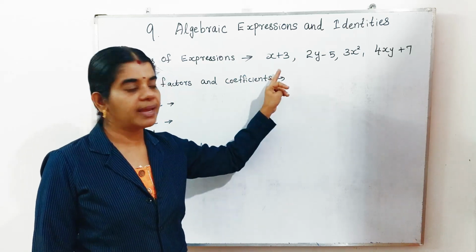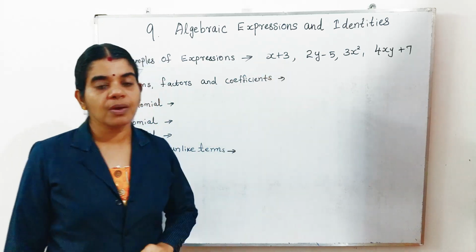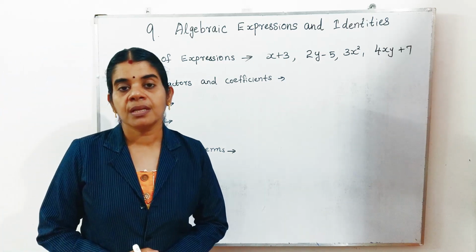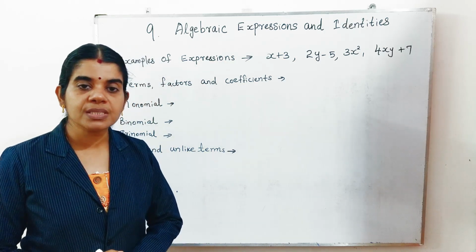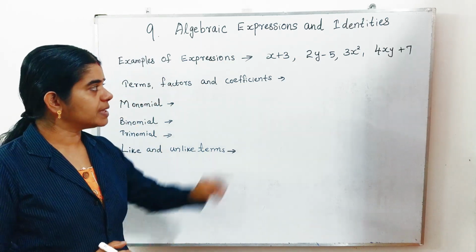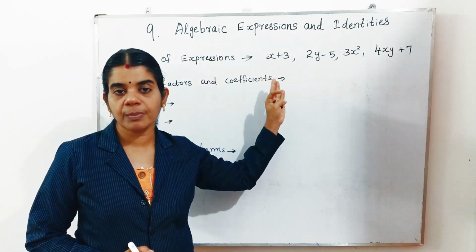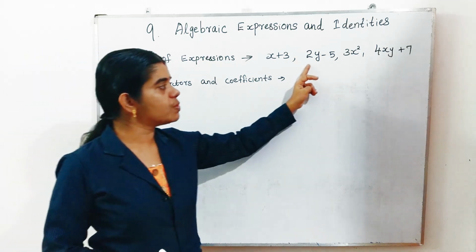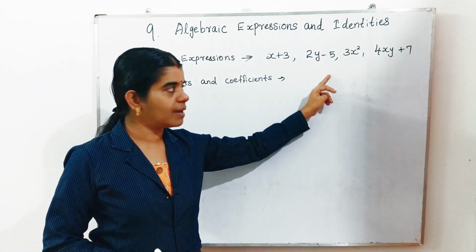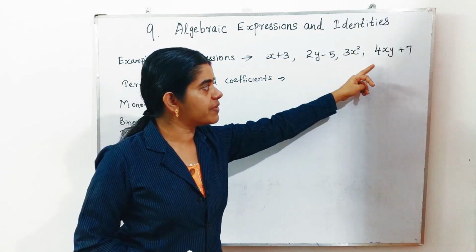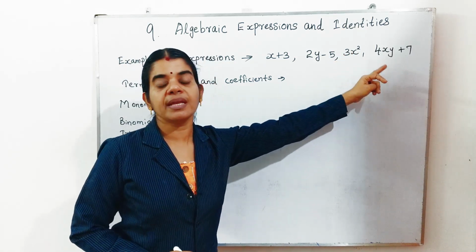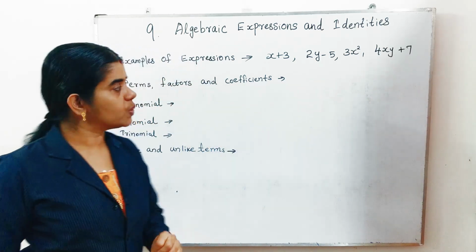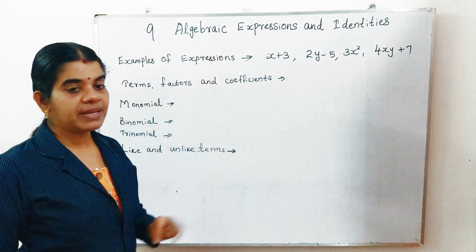What is the variable here? x is the variable, 3 is the constant number. Using variables and a constant number we can form an algebraic expression. Variable means its value keeps changing. Whatever value you give x, that will be its value. That is why we call x the variable. Here in 2y minus 5, y is the variable, in 3x square, x is the variable, in 4xy plus 7, x and y are the variables. All are examples of algebraic expressions.